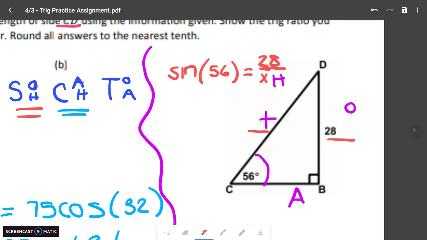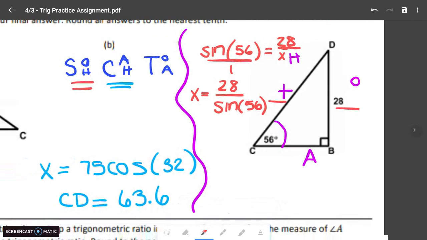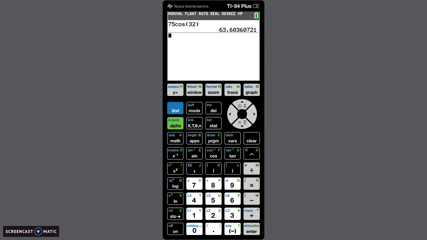I'm going to cross multiply by sticking this over 1, and we'll end up with x equals 28 divided by sine of 56. And now again, we're going to plug that into the calculator. To the nearest tenth, we're going to get 33.8.